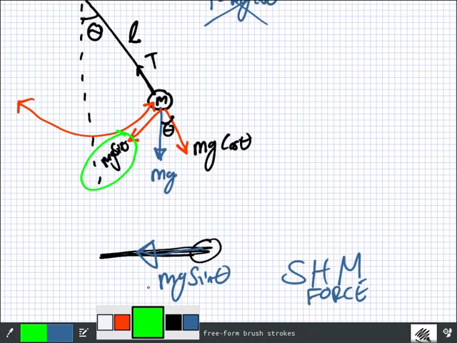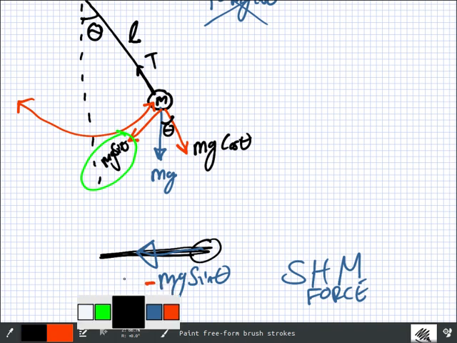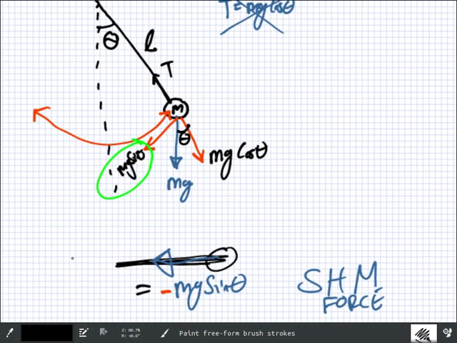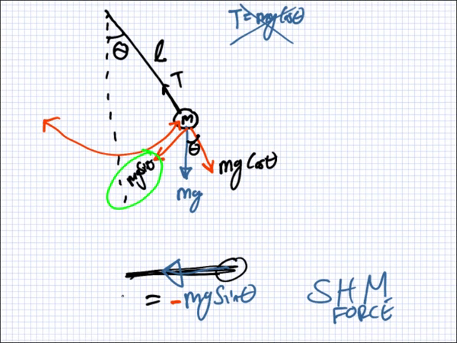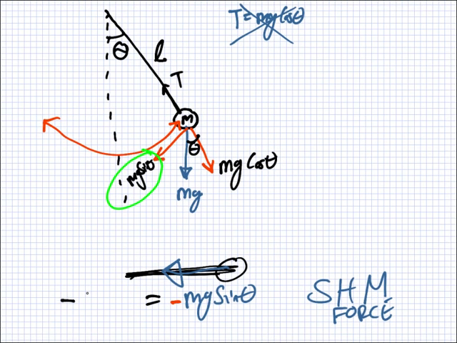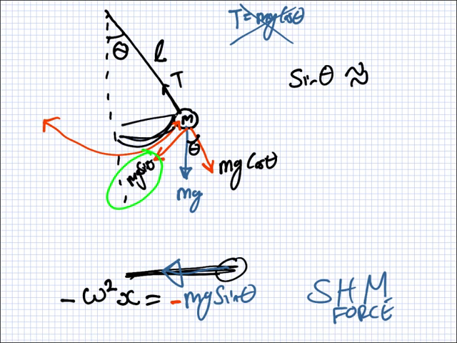Now it's to the left, so I'll put in minus because it's to the left. But we know that that's equal to minus omega squared x, or s or whatever, okay? Because it's simple harmonic motion. Now, look at this. Sine theta will roughly equal this. It's roughly a straight line, so we'll call this here x. So it roughly equals x over L.